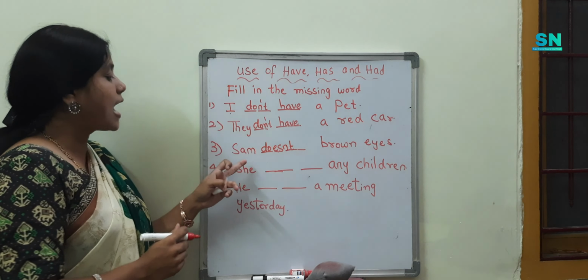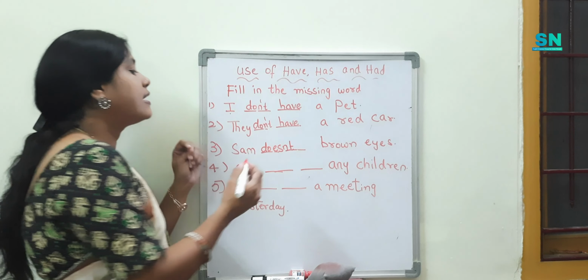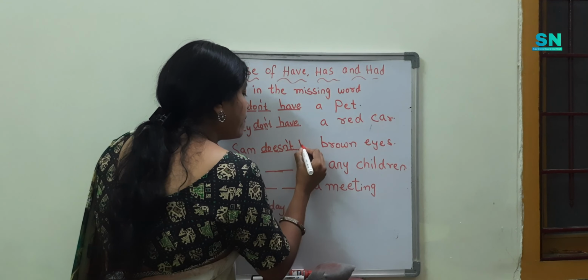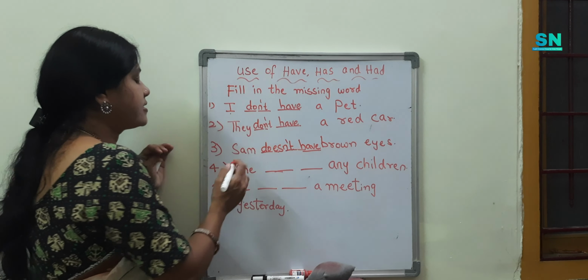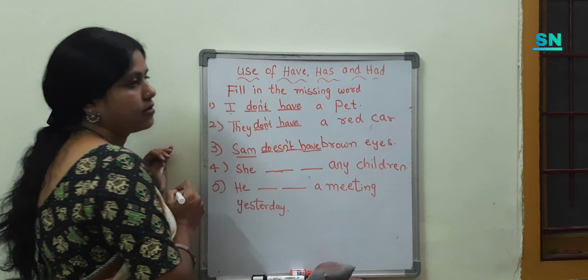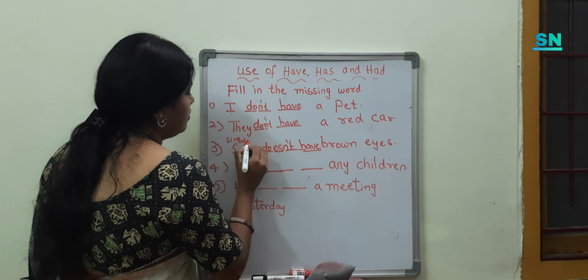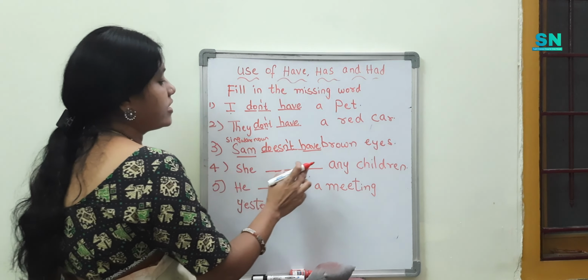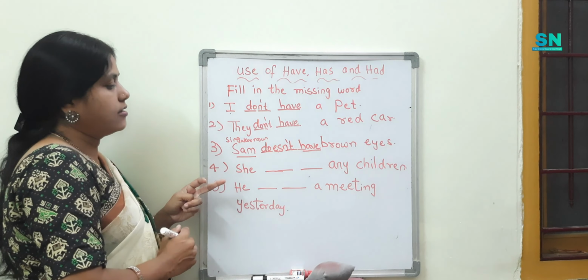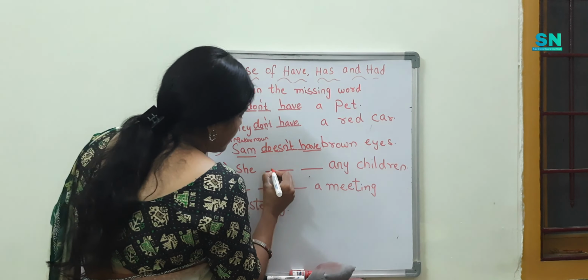So here Sam is a subject. So what should we write here? Sam doesn't have brown eyes. Sam is a subject here, so singular noun. She dash any children. So she means the same. She doesn't have any children.